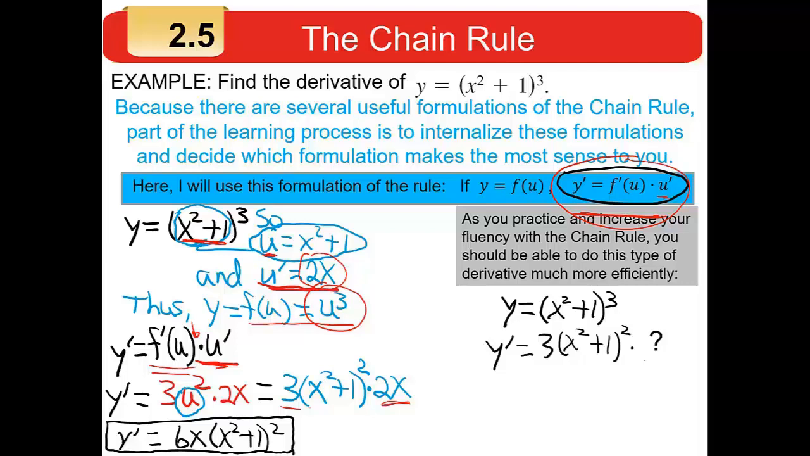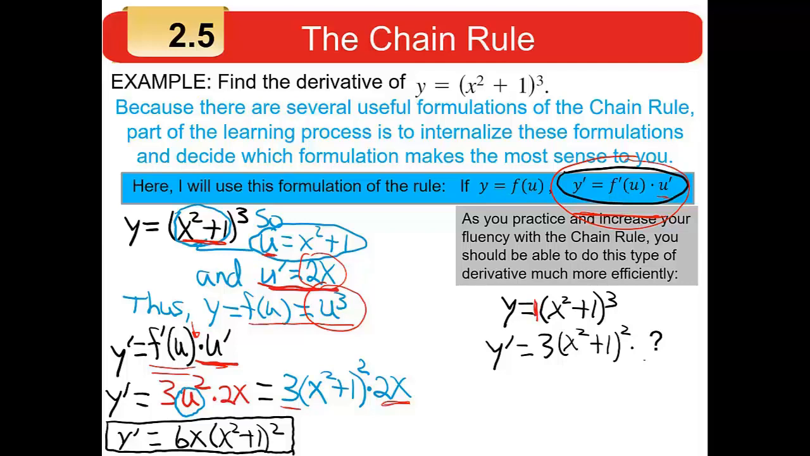I know as soon as I put u in, I get u to the third, and the derivative is going to be 3u squared. And I know eventually the u is going to come out, and x squared plus 1 is going to go back in. So I want to get to the stage where I can think the substitution in my head, but never actually write it down on paper. So I'm going to write 3 times, that's an understood 1 right there. So it's 3 times 1 is 3.